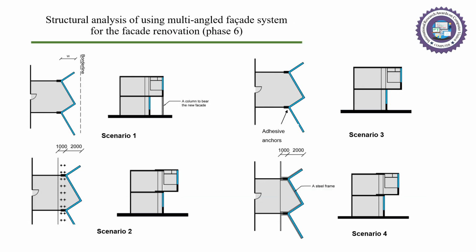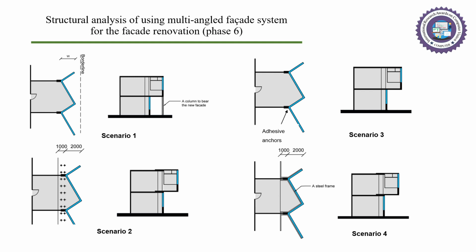According to the type of the structural system of this building, it's possible to fix the multi-angled facade system on the bearing structure of the building. There are different possibilities for connecting them together, as shown in these 4 scenarios. First, a column might help if needed to bear the load of a multi-angled facade on one side, and the other side can be fixed to the bearing structure of the facade.